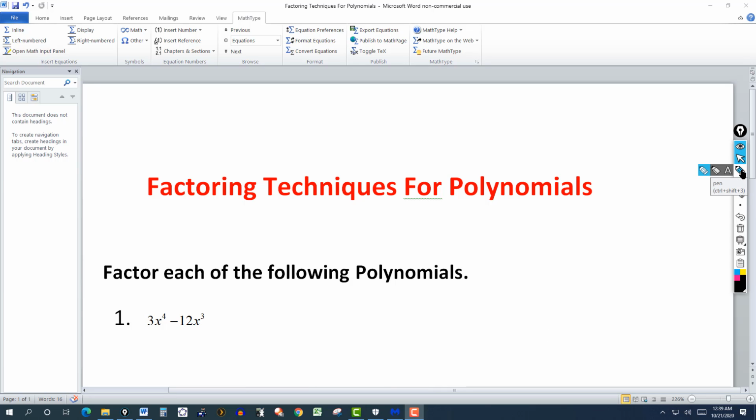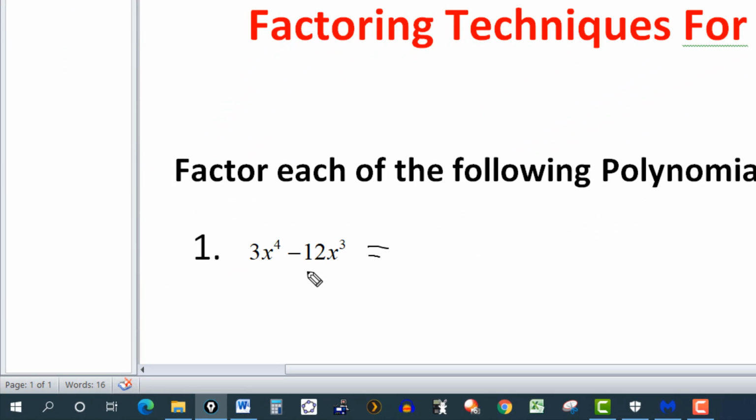And generally when we're factoring, especially if you're factoring a binomial, which is a polynomial of two terms, or a trinomial, a polynomial of three terms, you always want to look to see if you have a common factor. Okay, so for this one here, we have 3x to the fourth minus 12x to the third. You can see that 3 divides both terms, and the first term has an x to the fourth, and the second one has x to the third. So they have an x to the third in common.